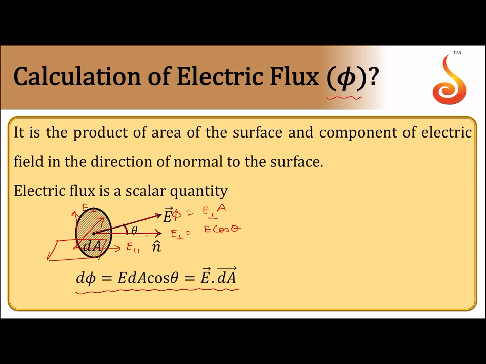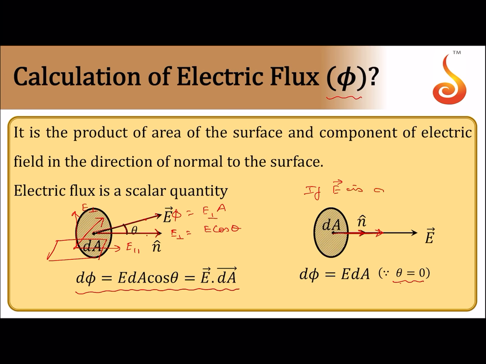If my electric field line and my area vector n cap are in the same direction, if E bar is along the direction of n cap, then what is the angle between the two of them? Theta will be 0. Then what is cos 0? Cos 0 is 1. Then d phi simply becomes E times dA. So this is my E bar direction and this is my n cap direction. Both are in the same direction. Theta is 0. Therefore d phi is simply E times dA. If E bar is along n cap, then d phi is equal to E times dA, where dA means a small area and E is your electric field. Please note that down also in your notebooks.